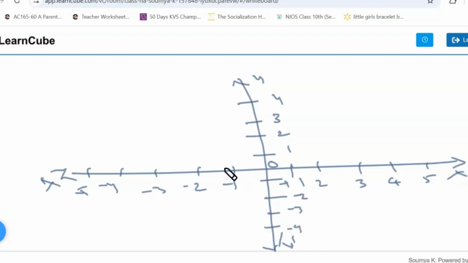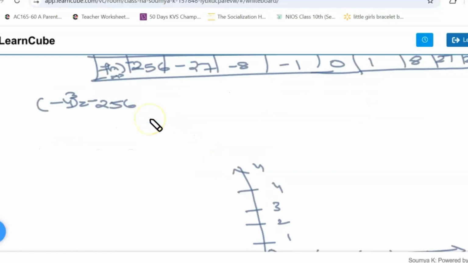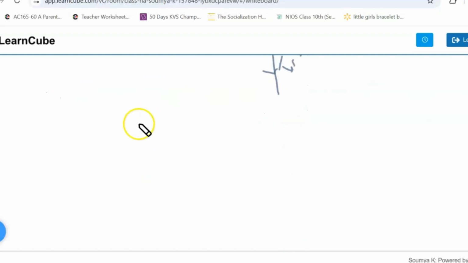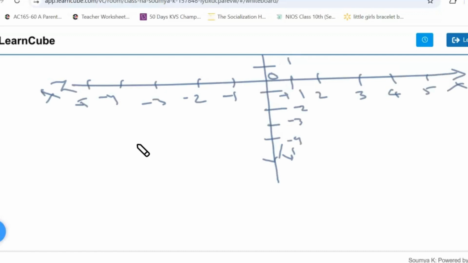So the first value, if you check, will be minus 4, minus 256. So minus 4 will be somewhere here, and minus 256 will lie somewhere very far below. Let's mark that point as A. Okay, so the next point is minus 3, minus 27. Let's find out where it lies. Minus 3 and minus 27 may be somewhere here. Let it be the point B. Then minus 2, minus 8 may be somewhere here. Okay, we have not marked the rest of the things. So somewhere here, C point.